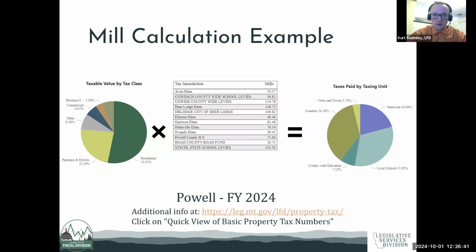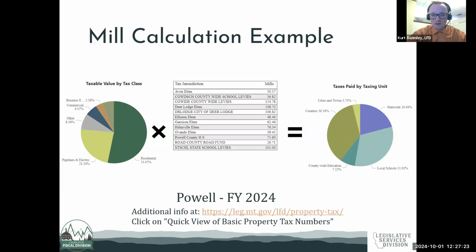For example, this shows all of the mills total throughout that county, but only properties that are within a certain elementary school district will pay the mills associated with that elementary district. And only properties within the city of Deer Lodge will pay the levies towards the city of Deer Lodge. All properties throughout a county will pay the countywide levies, though, and as well, every property in the state pays the state levies as well. So those are some that are a bit more universal and applied to more properties than some more specific ones as well. If you want to view other properties, you can head to that link, and this will be posted once the slides get posted as well.